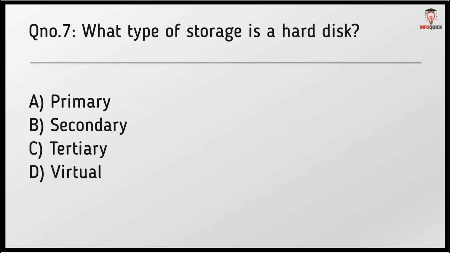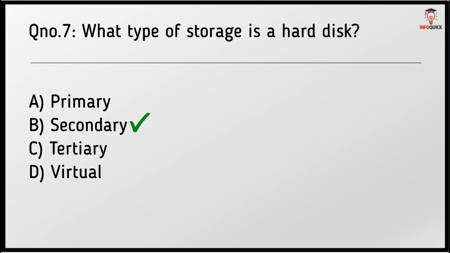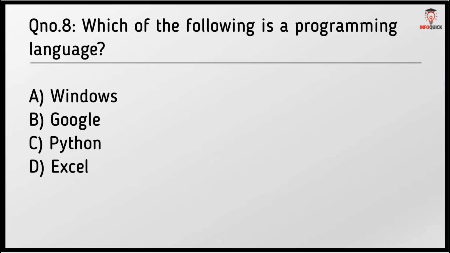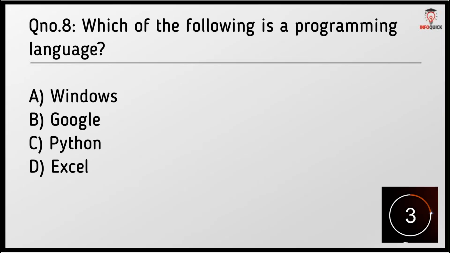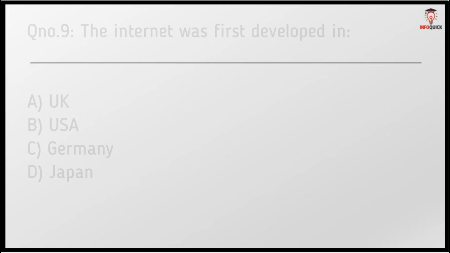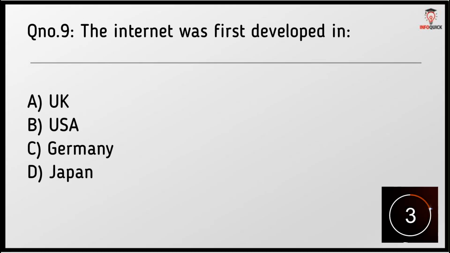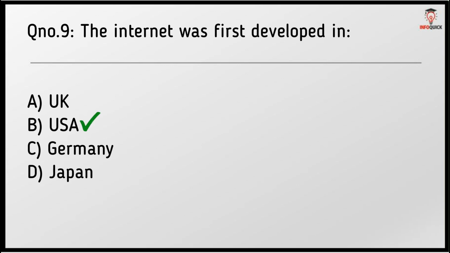What type of storage is a hard disk? Secondary. Which of the following is a programming language? Python. The internet was first developed in USA.